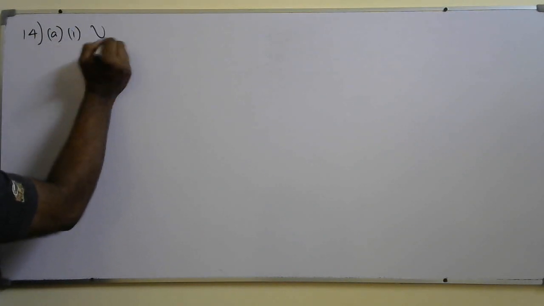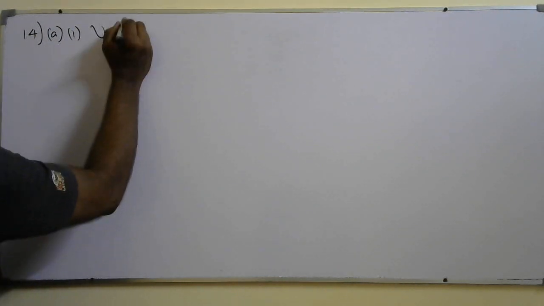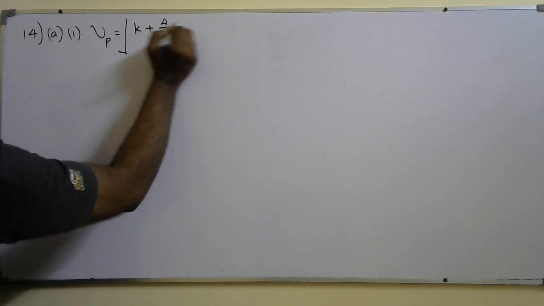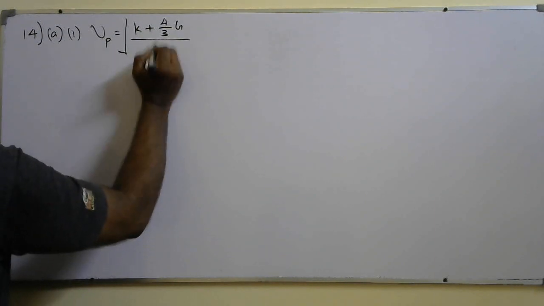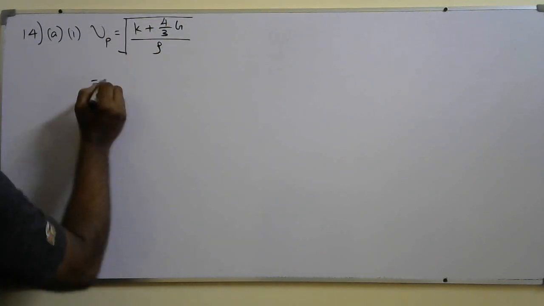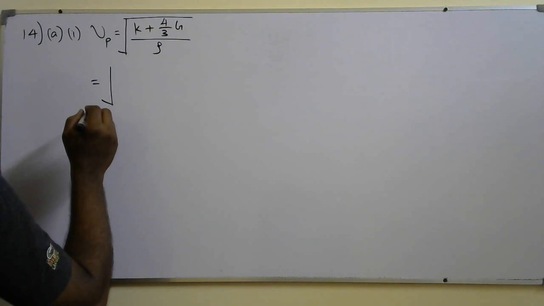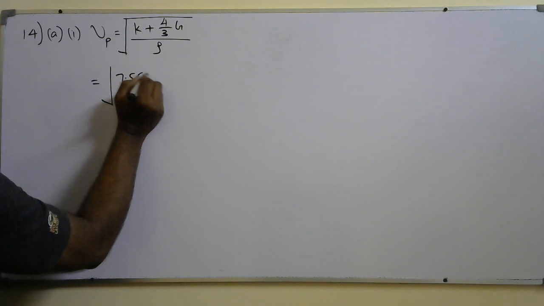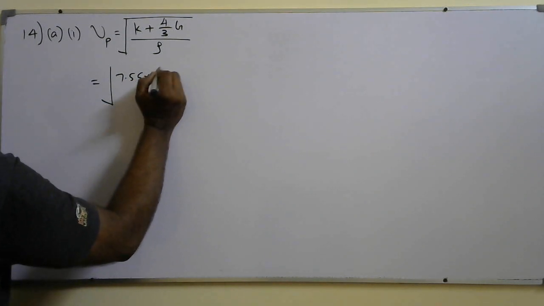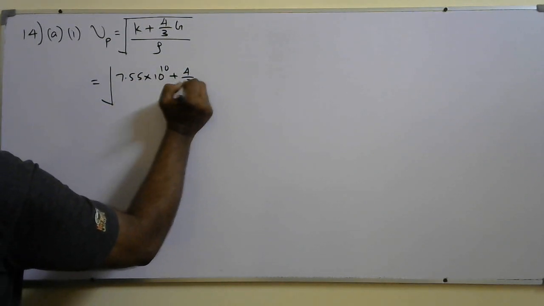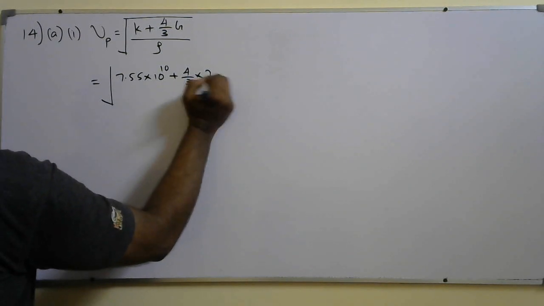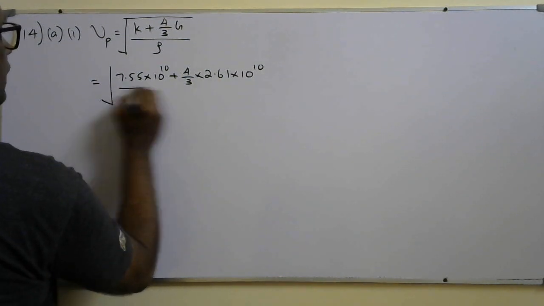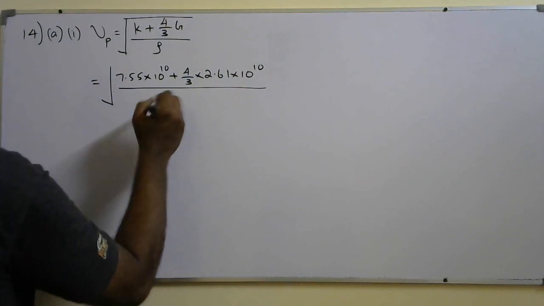So Vp is given as the square root of (K + 4/3 G) over ρ. So substitute: square root of K, which is given as 7.55 × 10^10, plus 4/3 times G, which is given as 2.61 × 10^10, over the density, which is given as 2700.